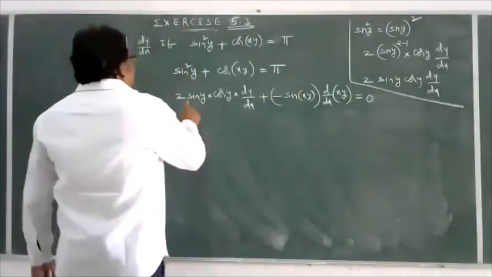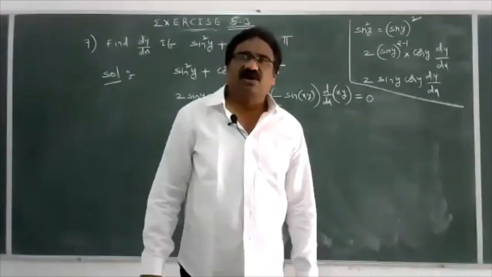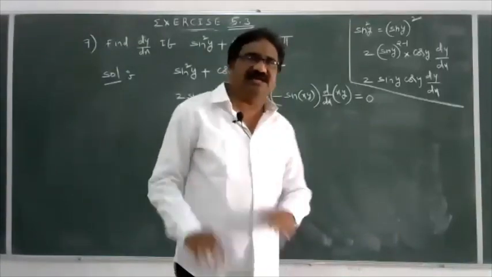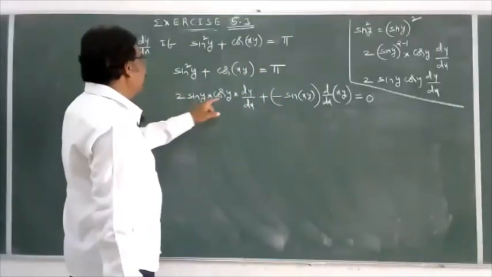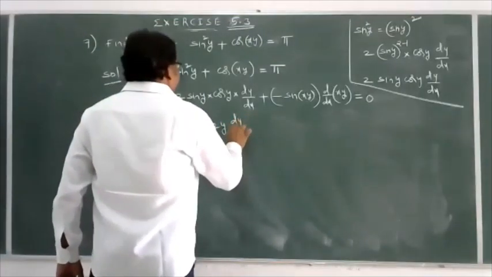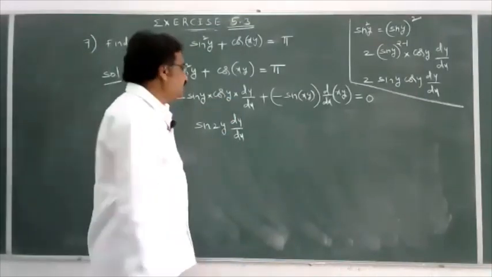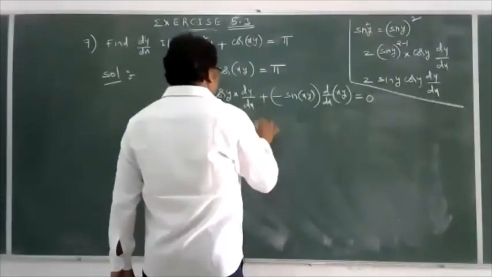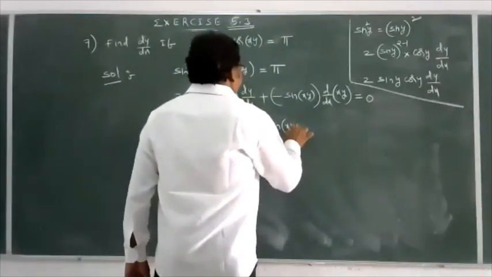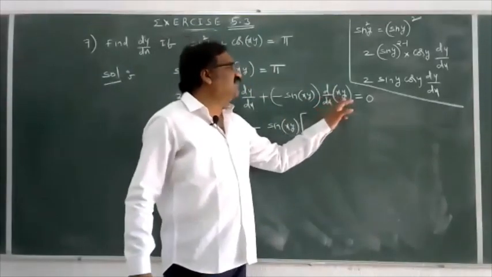So here 2 sin y cos y. You remember the trigonometric formulas: 2 sin x cos x is sin 2x, 2 sin theta cos theta is sin 2 theta. Like that, 2 sin y cos y is sin 2y, into dy by dx. Here plus into minus is minus, sin of xy into d by dx of xy.